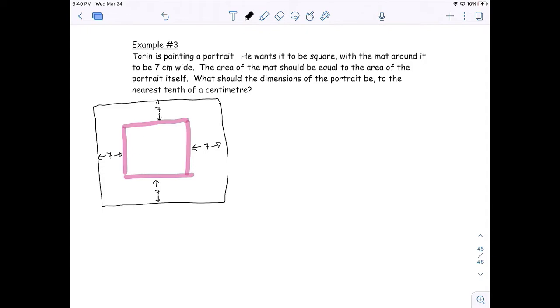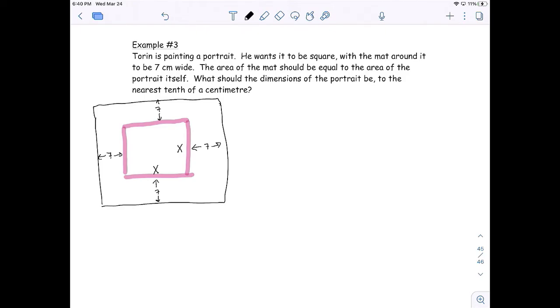So they're going to ask us what the dimensions of the portrait are. That pink picture is what we don't know. We want to remember that the area of the mat should be equal to the area of the portrait itself. So that inside piece is going to be equal to the outside piece, right? Remember, if we take the whole area and subtract the picture, we're going to get the border. So the border is equal to the picture.